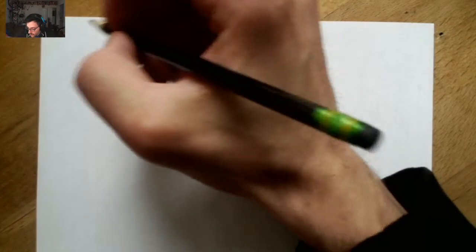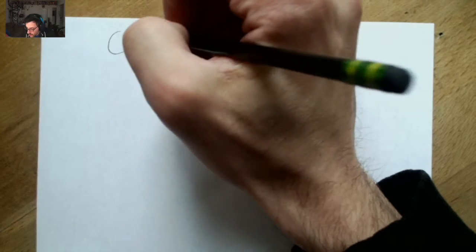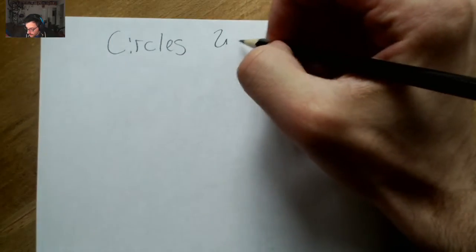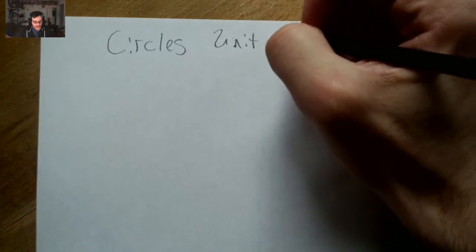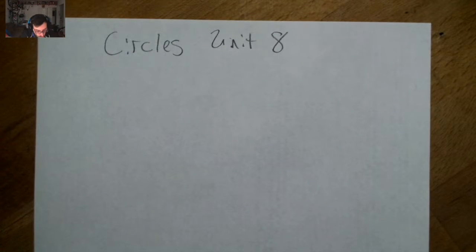So let's start off with first labeling our paper. What we're going to have here is our circles unit, Unit 8. If you happen to have a spiral notebook, that would make this a little bit more organized for you as well. It's nice to have everything grouped together since we don't have a notes packet.